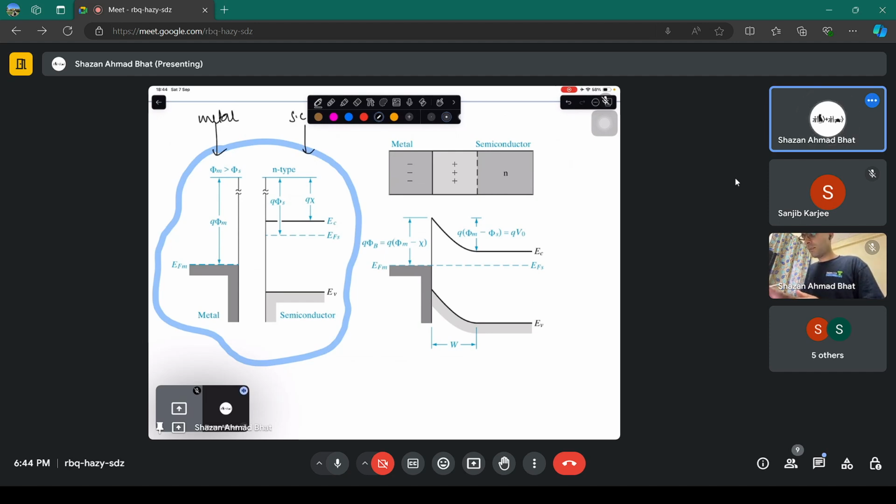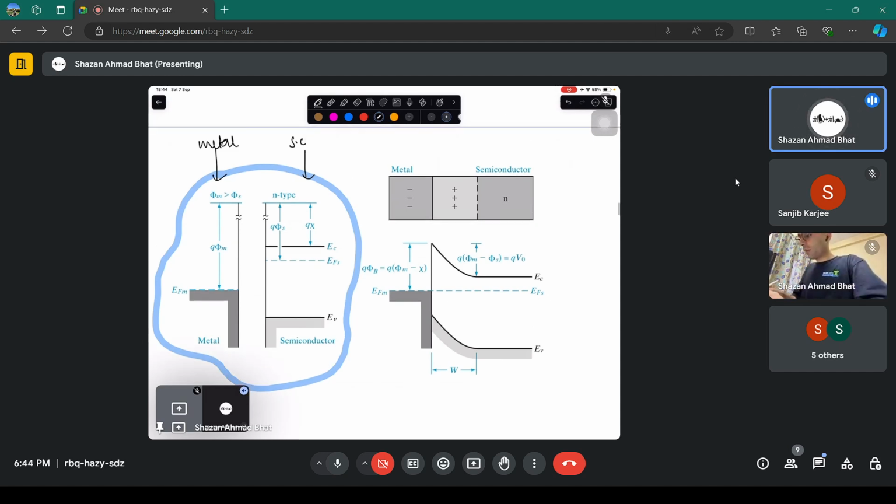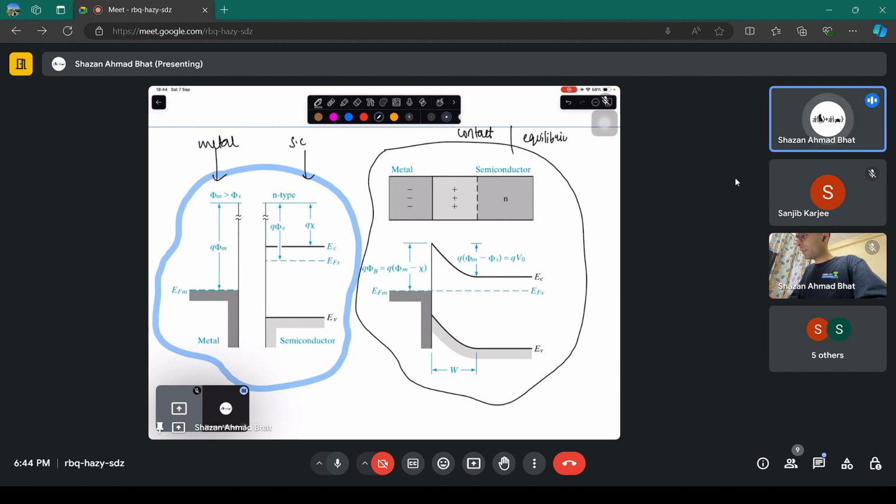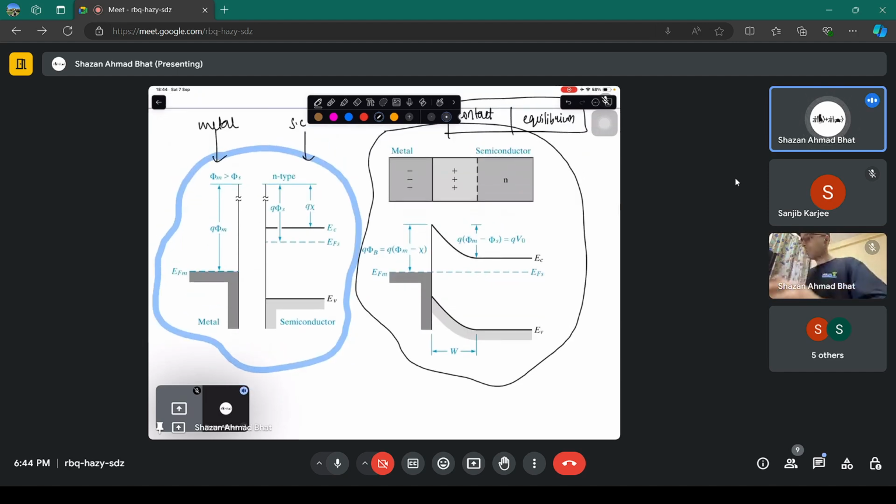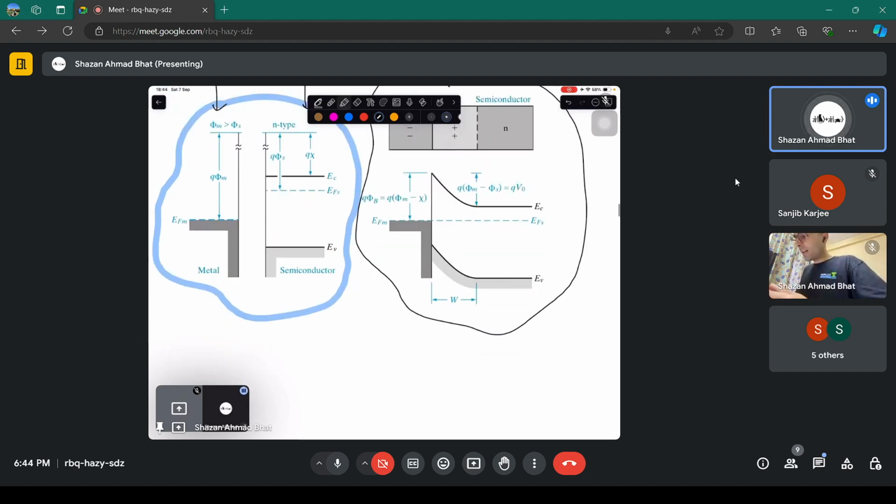This is the semiconductor. For this case, the contact is not made. For this particular case, this is when the contact is made between a metal and a semiconductor, under equilibrium condition. As soon as you make the contact, the barrier gets formed. Why? That we showed earlier, because of the difference in the Fermi levels.